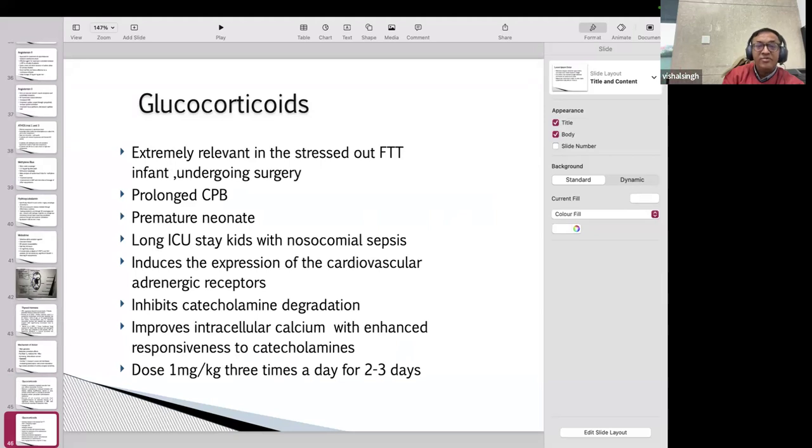And in children with prolonged CPB, premature neonates, long ICU stay, kids with nosocomial sepsis, it reduces the downregulation of the cardiovascular adrenergic receptors, inhibits catecholamine degradation, improves intracellular calcium, and works. Especially with vasopressin, vasopressin increases the concentration of steroids, and steroids also improve the sensitivity of the catecholamine receptors. So both ways, steroids are definitely indicated in vasoplegia, especially if it is because of sepsis.